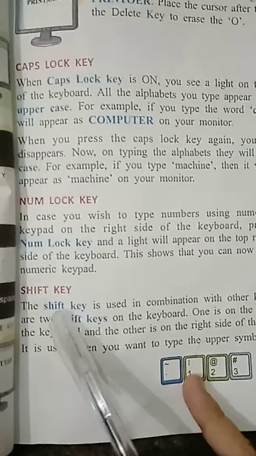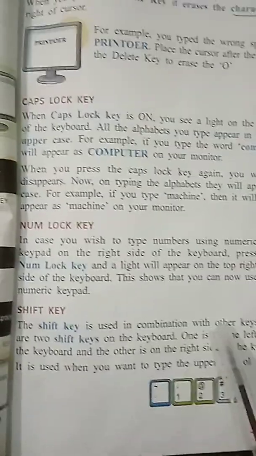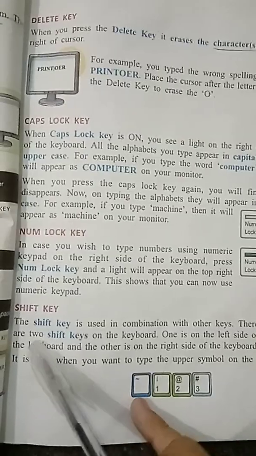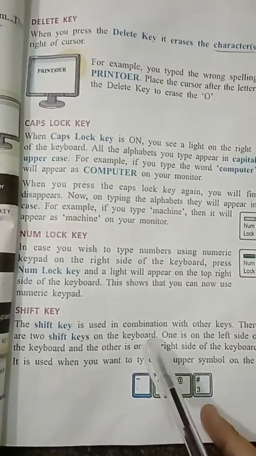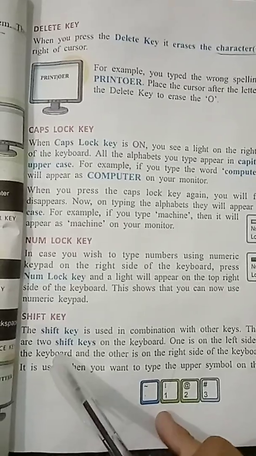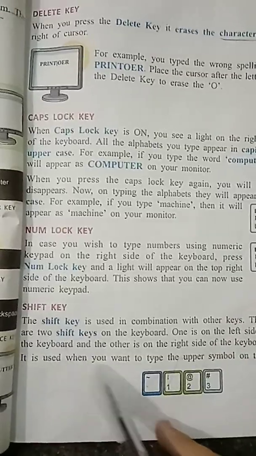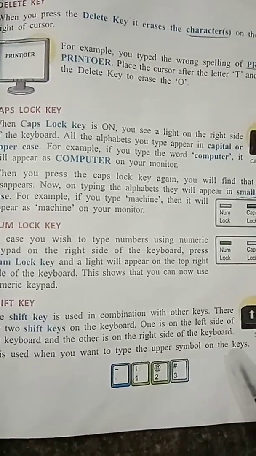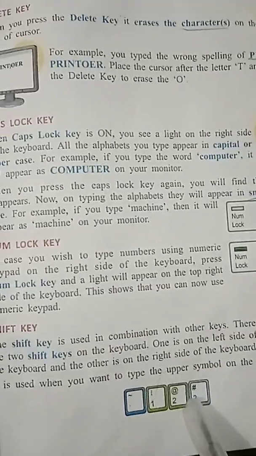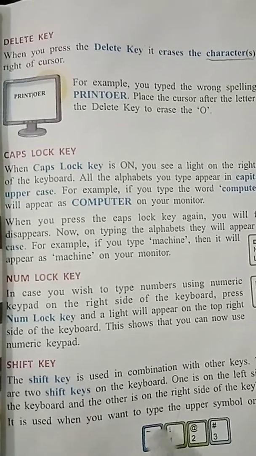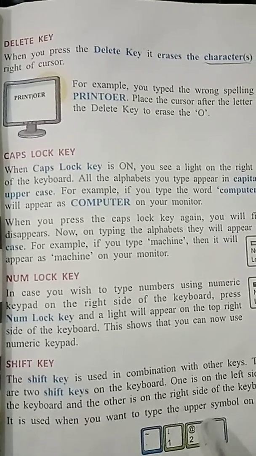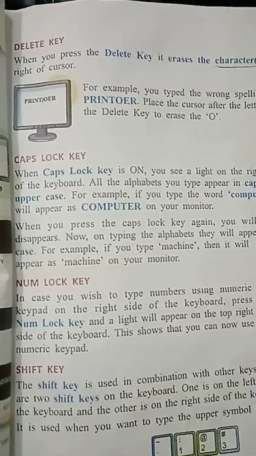Okay students, now we read about shift key. The shift key is used in combination with other keys. There are two shift keys on the keyboard. One is on the left side of the keyboard and the other is on the right side of the keyboard. It is used when you want to type the upper symbol on the keys, like on the number keys 1, 2, 3 and upper symbols like that. These symbols are used when we press the shift key.